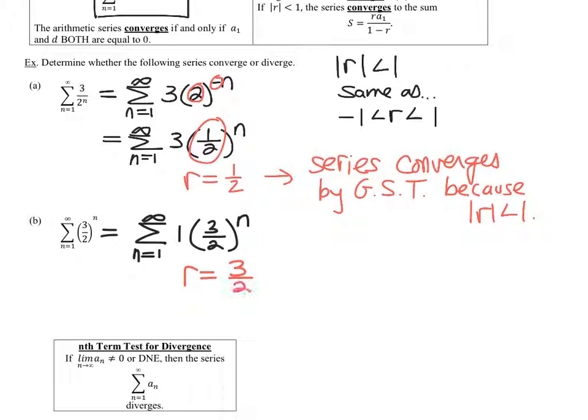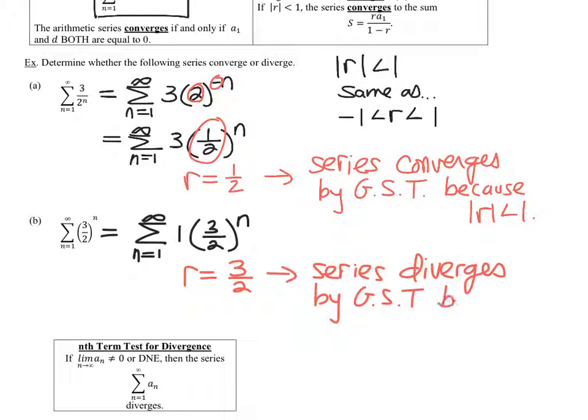The R value is 3/2. Series diverges by the geometric series test because the absolute value of R is greater than or equal to 1.